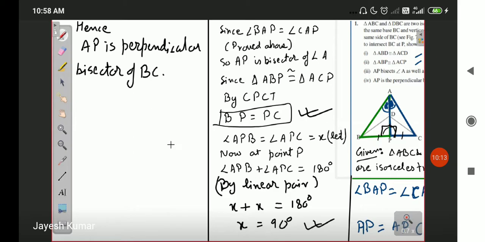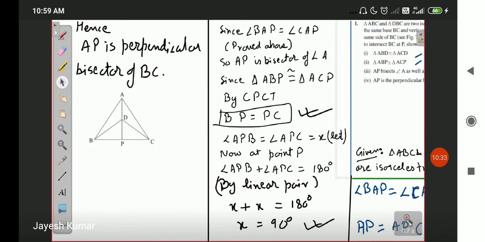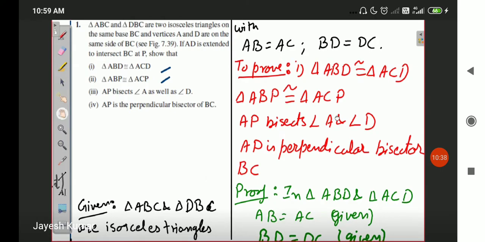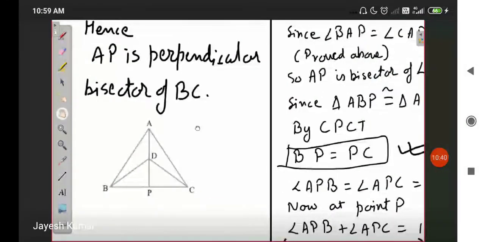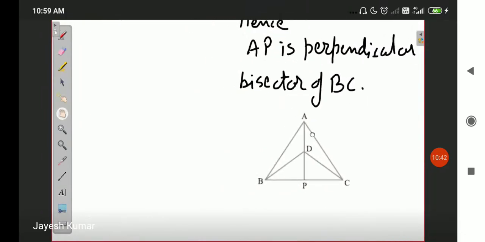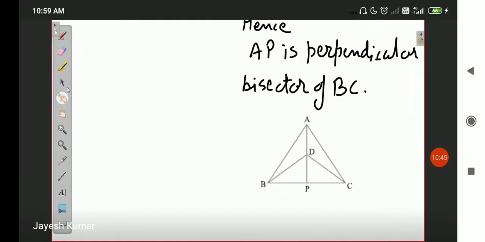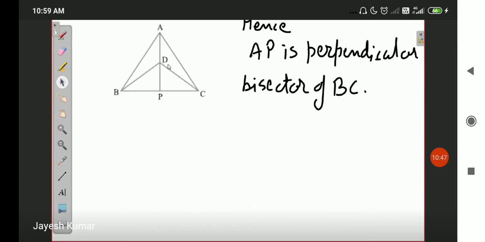Okay. So we have done, only one part is remaining. We have to prove that AP is also angle bisector of angle D. So in order to prove that one, let me take the figure again. In order to prove that AP is bisector of angle D, let me take the figure here and I will explain to you.